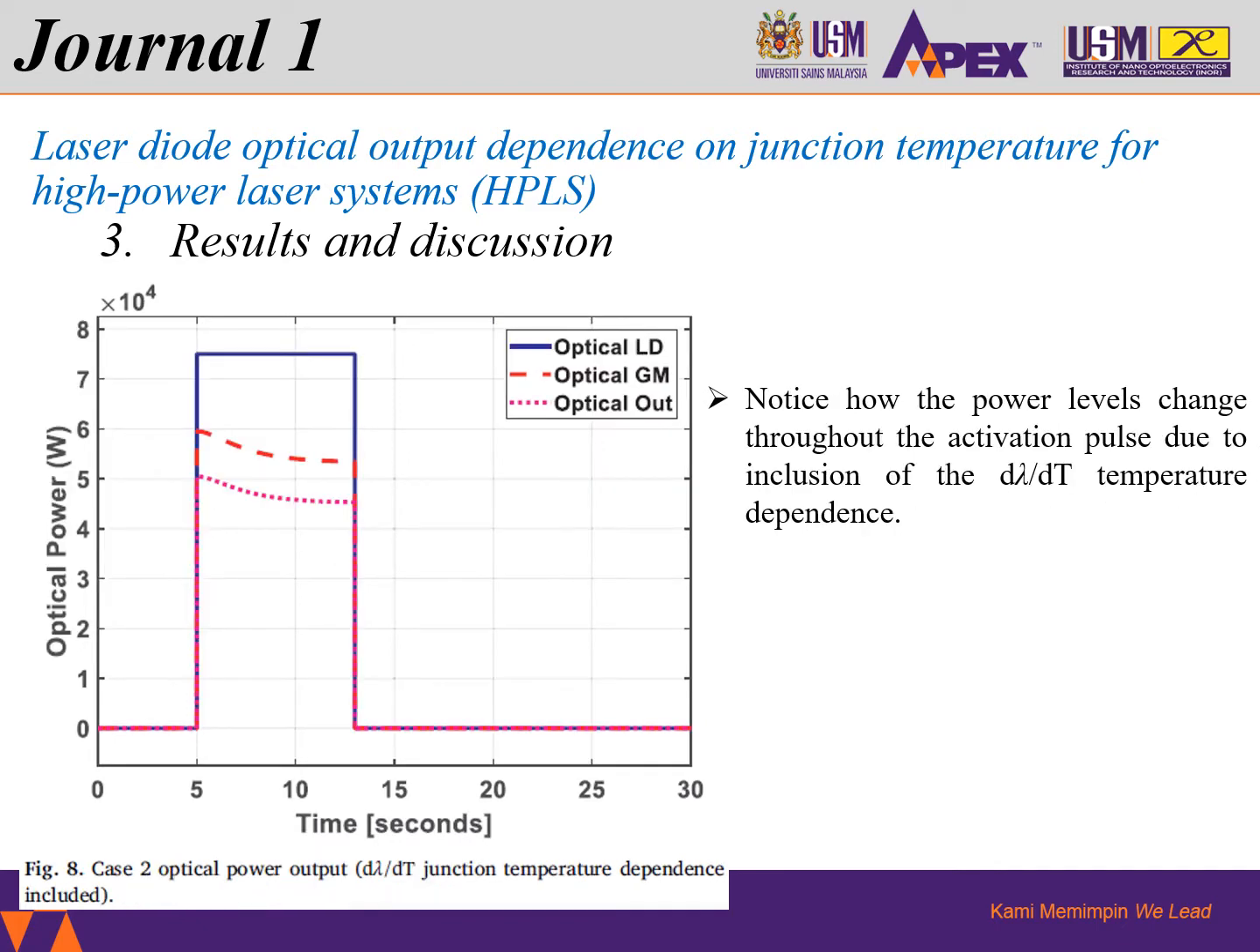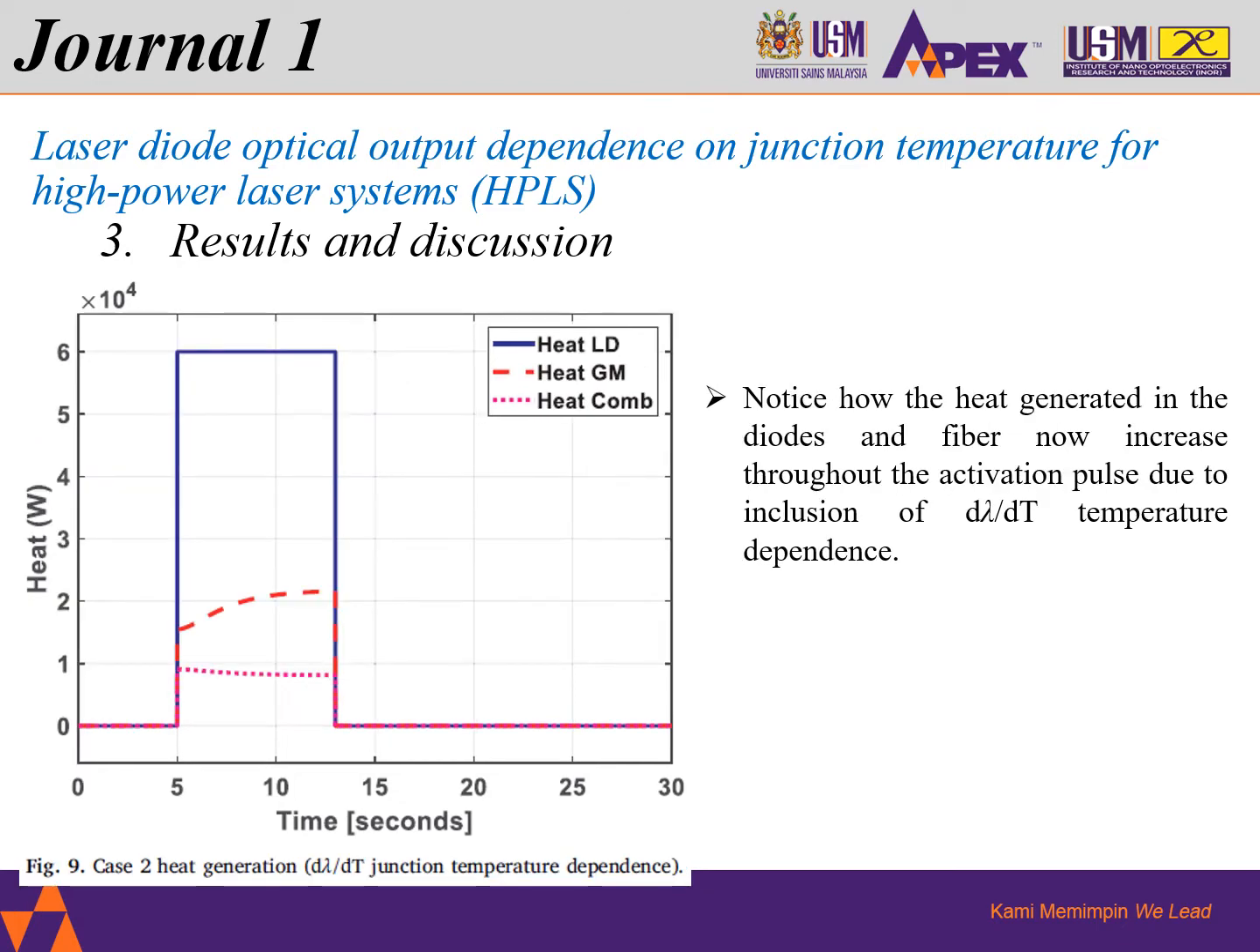This is the result for the case 2 optical power output, where you only include the center wavelength temperature dependent diode parameter. We can see there's no longer a constant power output like in case 1. We can see some degradation here, from 5 seconds for a certain period. I'll go through it again in the summary of all these case results, and you can see it more clearly in a later slide. I'll just go through all these results as of now.